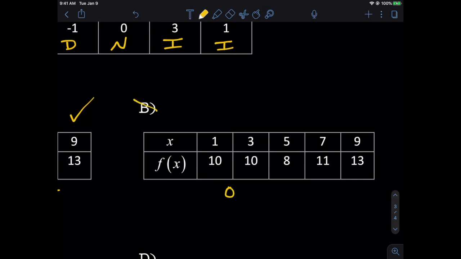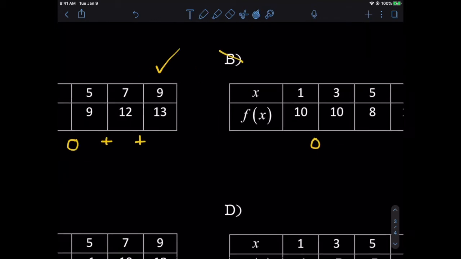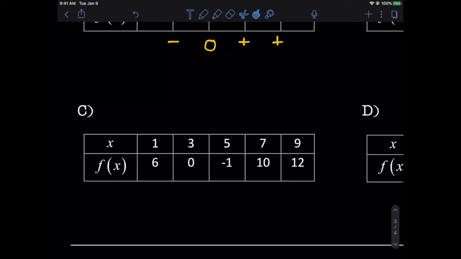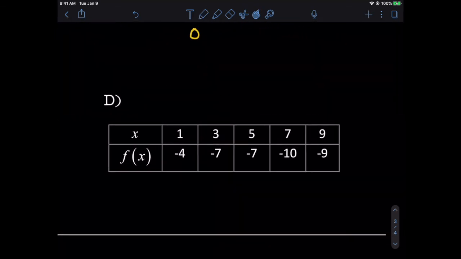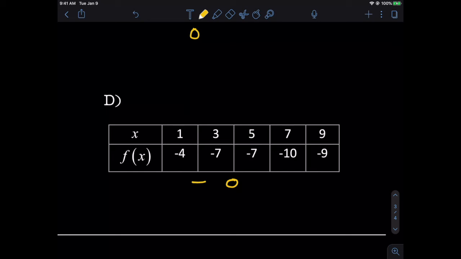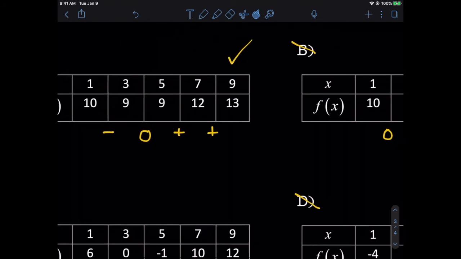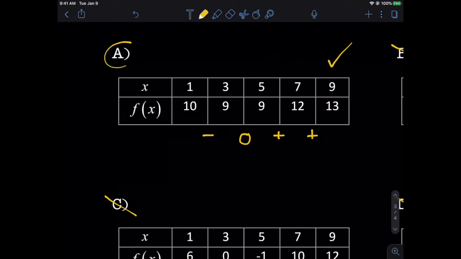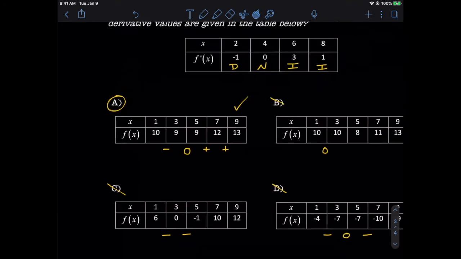Going from 10 to 10, we see no change. This does not match the fact that the derivative says we should decrease. B is wrong. To go from 6 to 0, we have a decrease, but to go from 0 to negative 1, we decrease again, which does not match with our derivative above. For this table, negative 4 to negative 7 is a decrease, negative 7 to negative 7 is 0, but negative 7 to negative 10 is negative again. This means that D is not the answer. The only one that fits is A, so A is the final answer here.